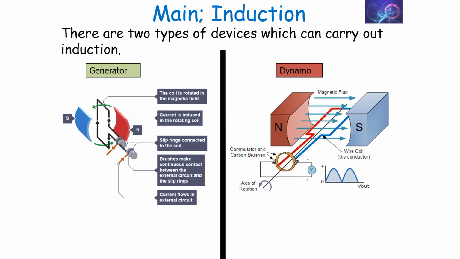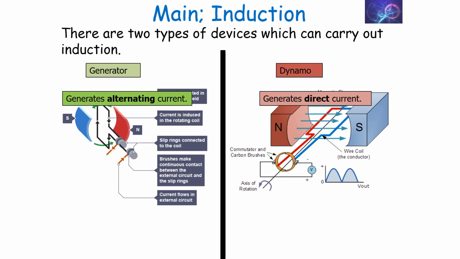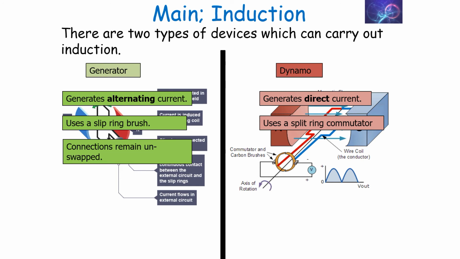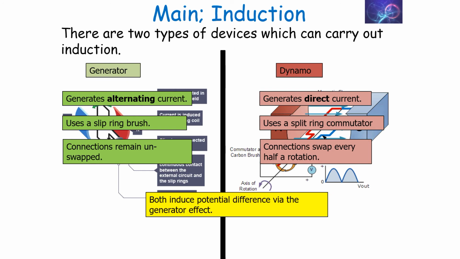So let's compare the generator and the dynamo. Generators generate alternating current, dynamos generate direct current. Generators use a slip ring brush, dynamos use a split ring commutator. In a generator, the connections remain unswapped. In a dynamo, the connections swap every half a rotation. But both induce potential difference via the generator effect, via electromagnetic induction.